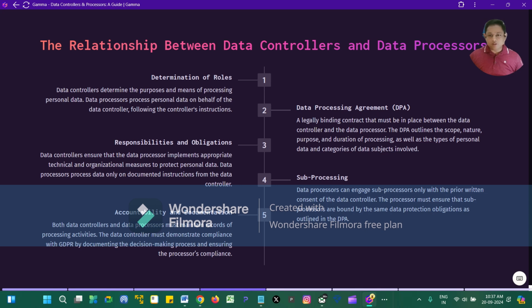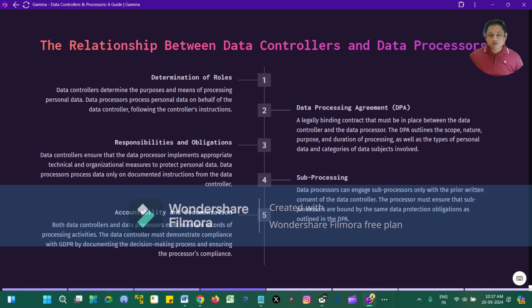Second, the data processing agreement (DPA), a legally binding contract that must be in place between the data controller and the data processor. The DPA outlines the scope, nature, purpose, and duration of processing, as well as the types of personal data and categories of data subjects involved. Third, responsibilities and obligations. Data controllers ensure that the data processor implements appropriate technical and organizational measures to protect personal data. Data processors process data only on documented instructions from the data controllers.